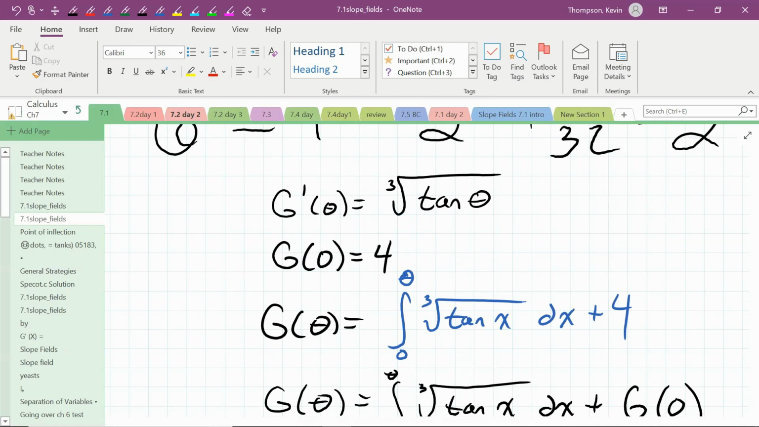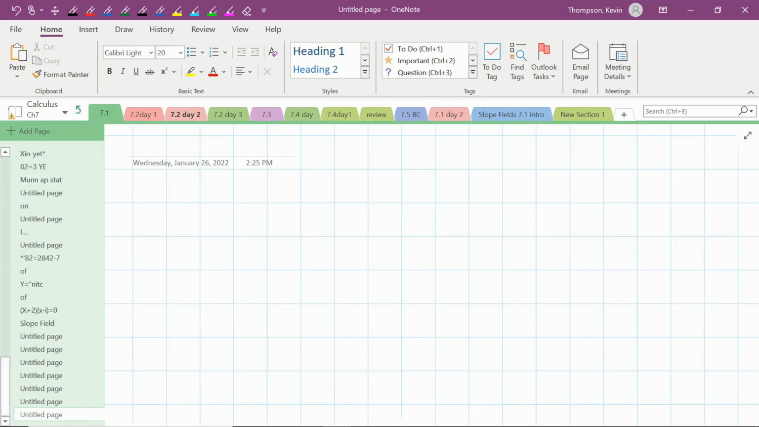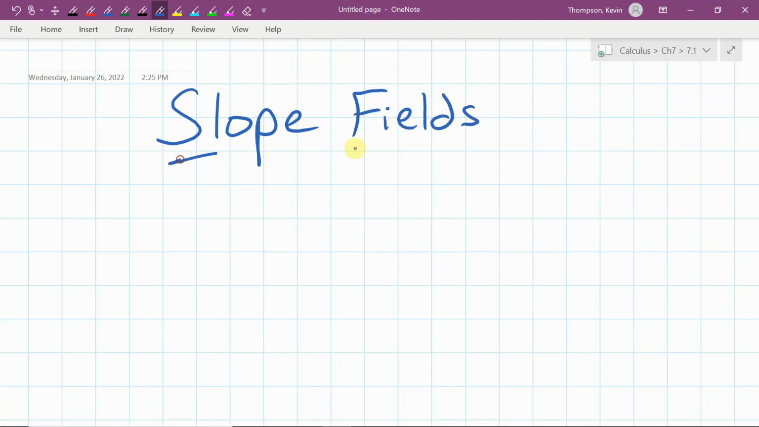So how does this change into something new in Chapter 7? So what we're going to look at today, and this is how you can title all of your notes for today, you can title it Slope Fields.